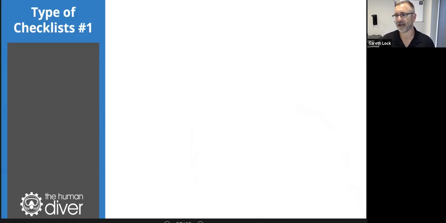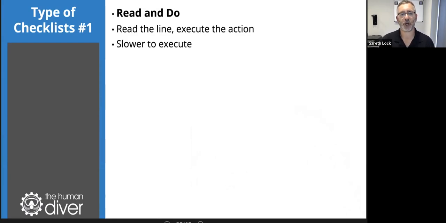So the types of checklists that we're talking about: read and do. This is sort of described as a recipe. You read the whole thing, find out what you're supposed to do, and then you read each line item and execute the action. Now, the downside of this is it's slower to execute. So we go back to system 1 and 2. We want to go quickly. We have a natural tendency to go quickly. Reading and doing slows us down, and maybe slows us down too much.